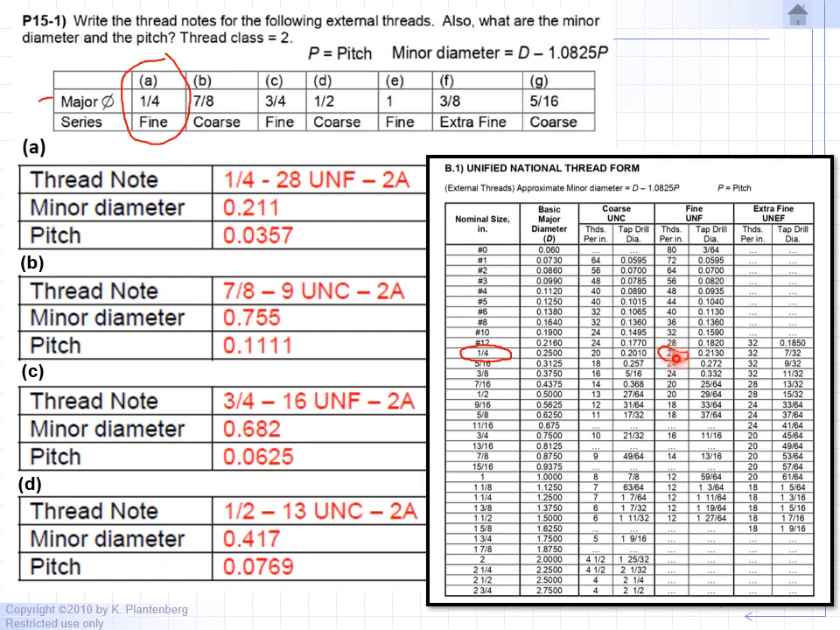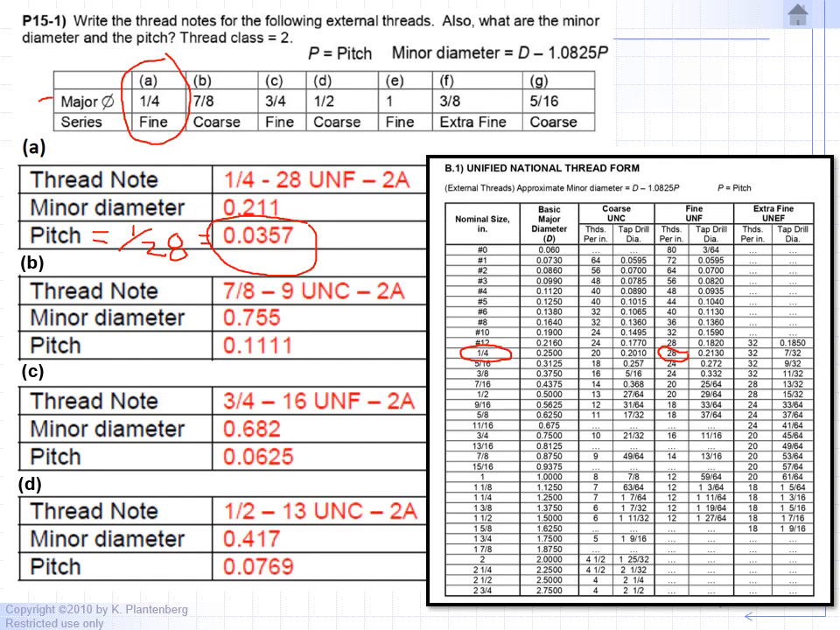Okay, so calculating the pitch is pretty straightforward. Pitch is the distance between the threads. So all we have to do is take the number of threads per inch, which is 28, and take the inverse. It's just 1 divided by 28. So if you were to do the math for problem A, the pitch equals the inverse of 28, so it's just 1 divided by 28, and that equals 0.357. Pretty straightforward, right? Very simple math.